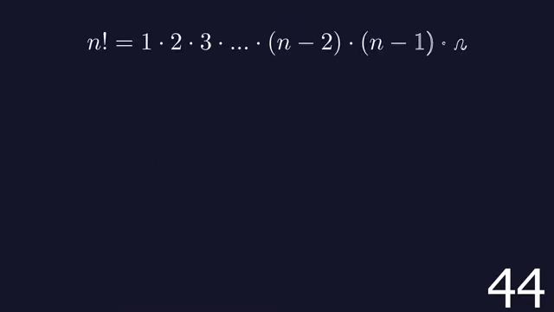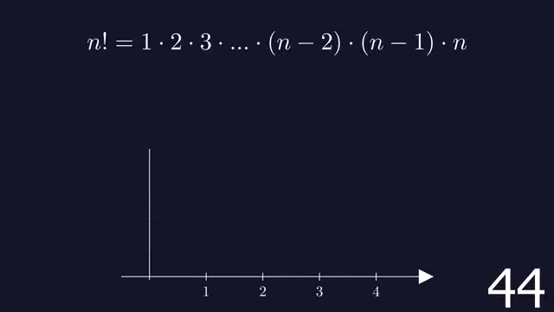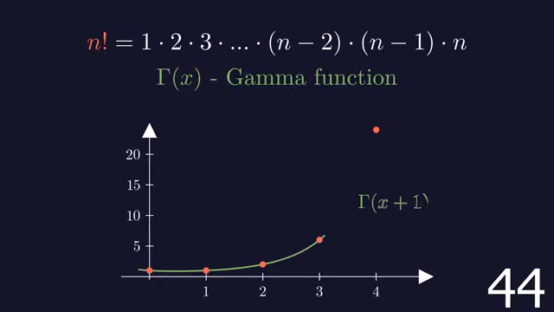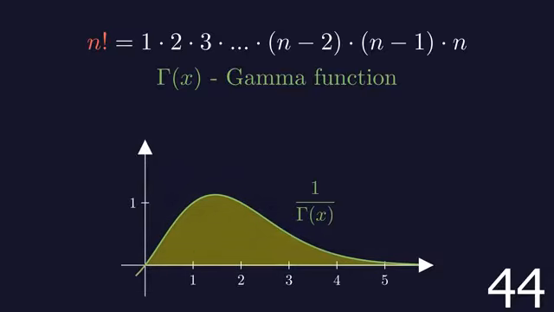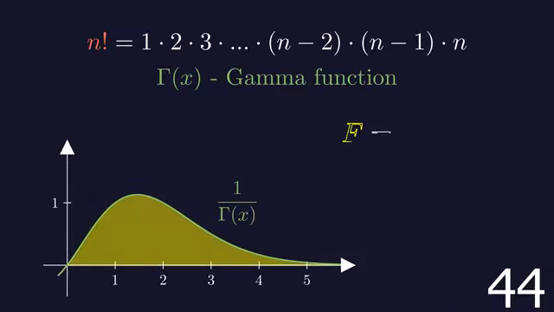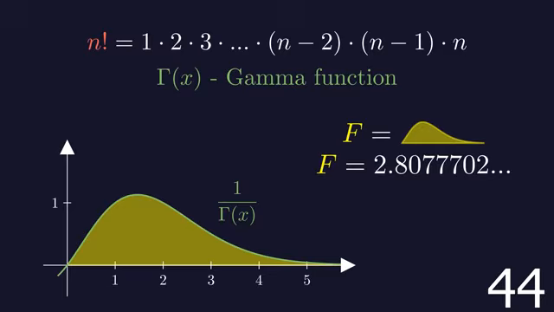The factorial of a number is defined as the product of all natural numbers up to that number. This means we can only calculate factorials of natural numbers. To graph the factorial function, we can plot the integer points. We can extend the factorial function to any number using the gamma function. We can also graph the reciprocal of the gamma function. The area under the graph of this function to the right of the y-axis is approximately 2.8 and is known as the Fransén-Robinson constant.